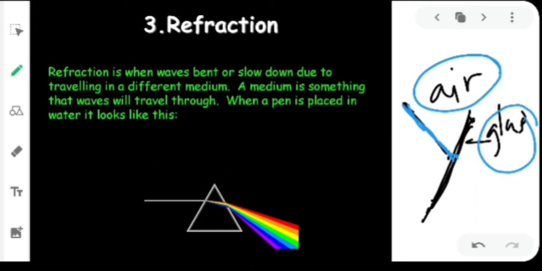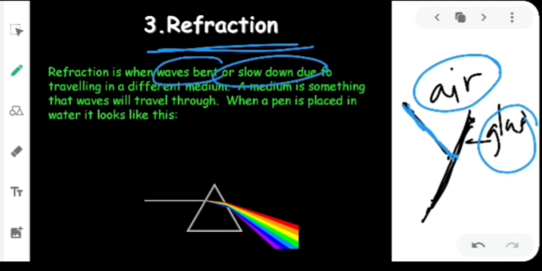When the light rays change the medium, they get slightly bent, or they slightly change their path. This particular phenomenon is known as refraction. So when does refraction take place? When waves bend or slow down due to traveling in a different medium. While traveling in a different medium, the waves get bent or slow down.